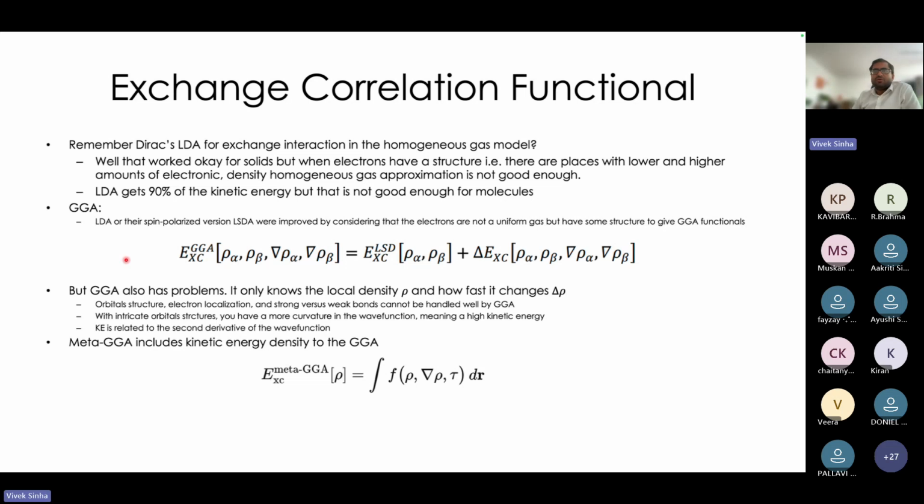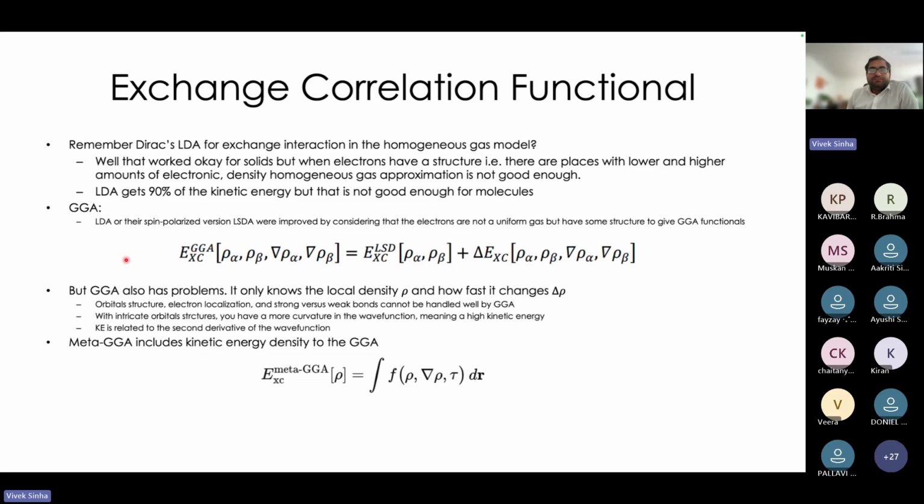But GGA also has problems. It only knows the local density and how fast there are changes in the gradient. But when you think about orbital structure, localization of electrons, strong bonds, weak bonds, covalent bonds, they cannot be handled well by GGA. When you come up with more intricate structures, there is more curvature in the wave function, so you need to consider higher order terms. But instead of thinking, okay, I'll do a second derivative of the density, you can also think in terms of kinetic energy, which is essentially a second derivative of the wave function. It's more closely related to the way bonding happens.